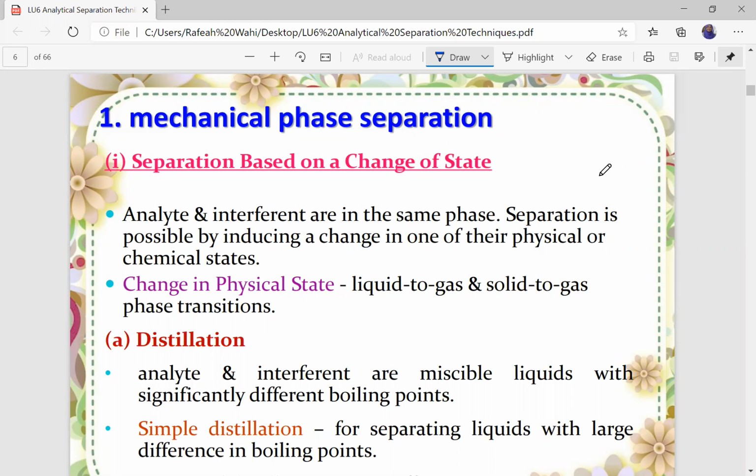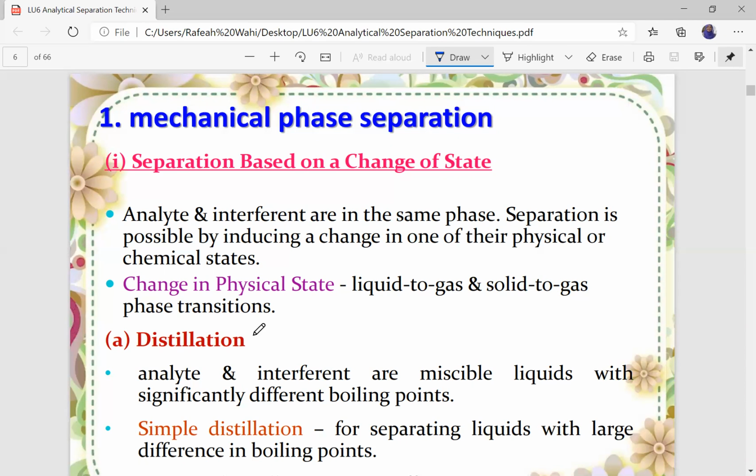Let's take a look at the first type of separation under mechanical phase separation, which is separation based on a change of state. In this case, when analyte and interferent are in the same phase, separation is possible by inducing a change in one of the physical or chemical states. Examples of change in physical state are from liquid state to gas state and from solid state to gas state. This is called liquid to gas and solid to gas phase transitions.